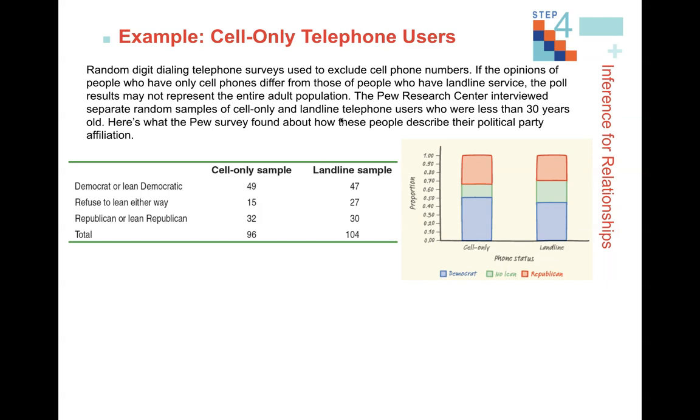So the Pew Research Center interviewed separate random samples of cell only and landline telephone users who are less than 30 years old. So that's young people. Here's what the Pew survey found about how these people describe their political party affiliation.